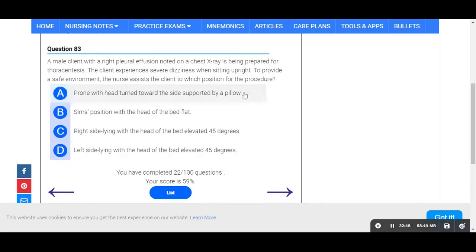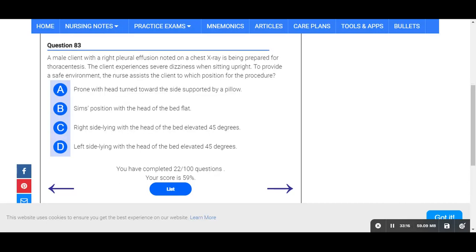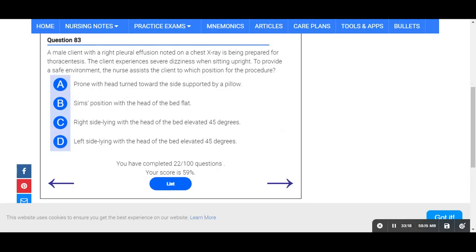A male client with a right pleural effusion noted on chest x-ray is being prepared for thoracentesis. The client experiences severe dizziness when sitting upright. Okay, severe dizziness when sitting upright is actually orthostatic hypotension. So it's something normal for people who either have hypertension or have been lying down for too long. Now, to provide a safe environment, the nurse assists the client to which position for the procedure? Prone with head turned towards the side, supported by pillow. Sims position with the head of the bed flat.